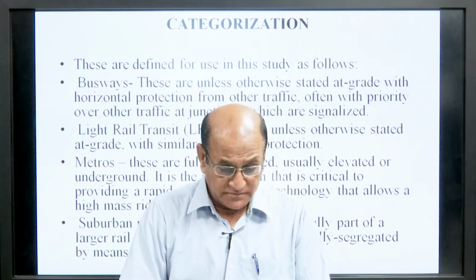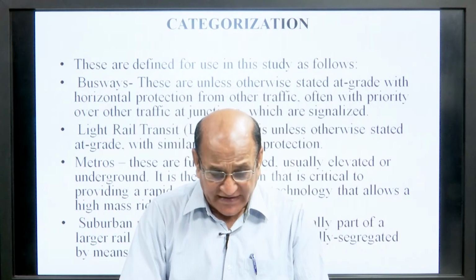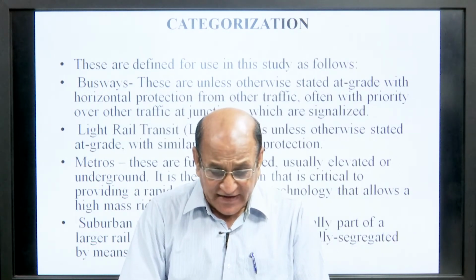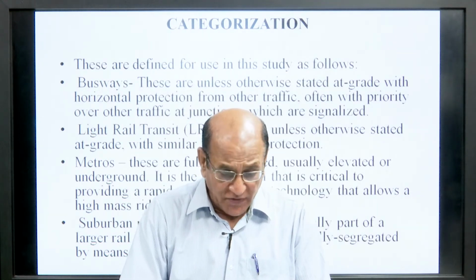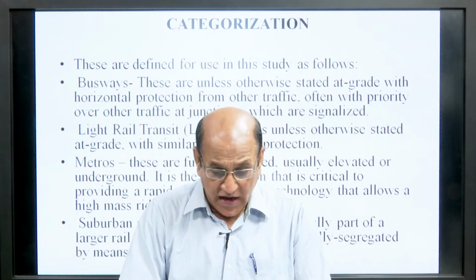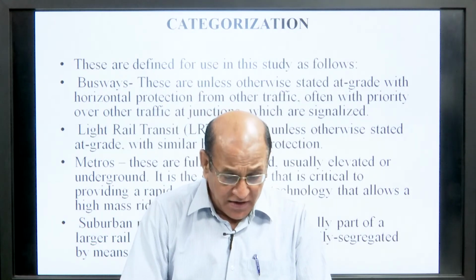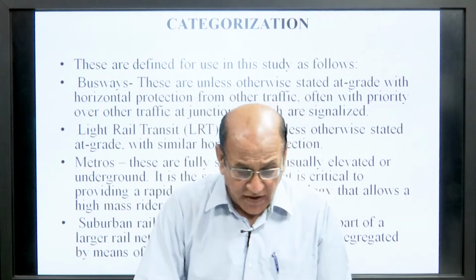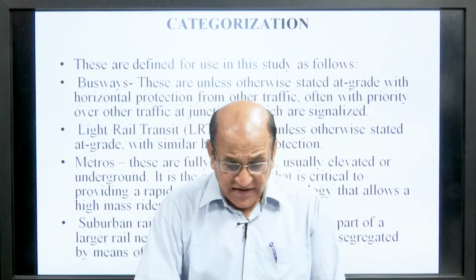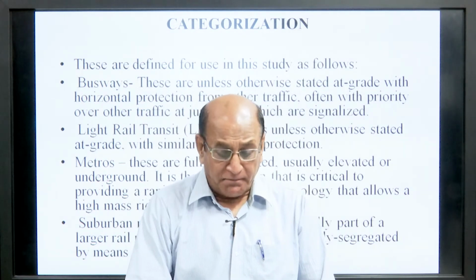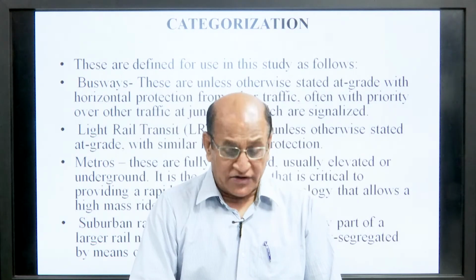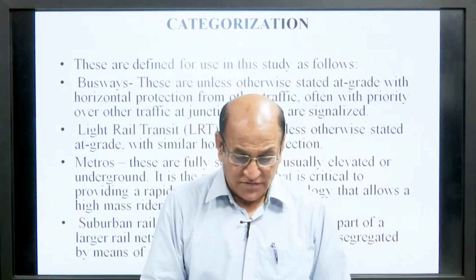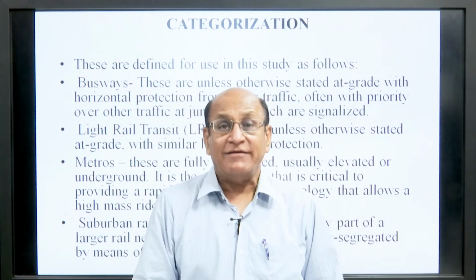Metro: these are fully segregated, usually elevated or underground. Segregation is critical to providing rapid services, and the technology allows high mass ridership to be carried. Suburban rail: these services are physically a part of a larger rail network, usually at grade and fully segregated by means of controlled level crossings.